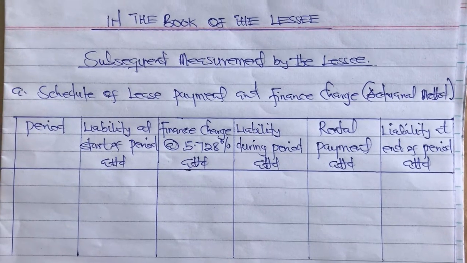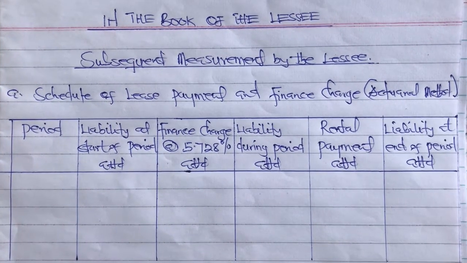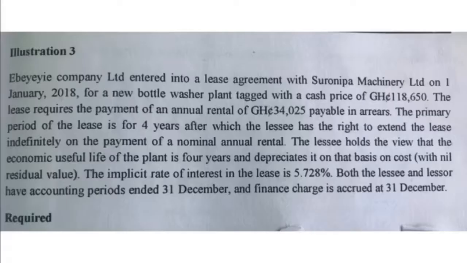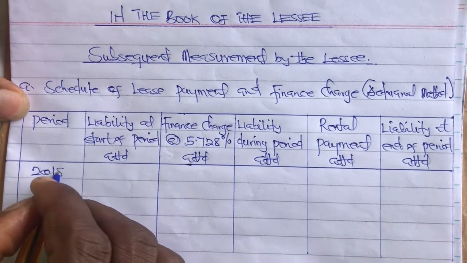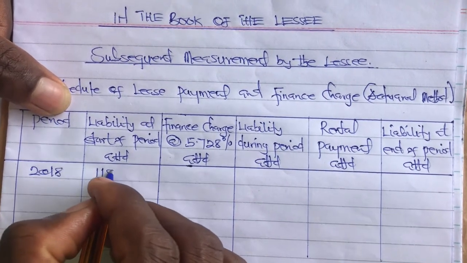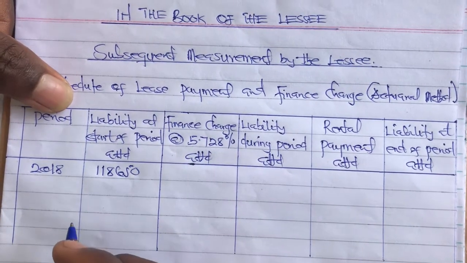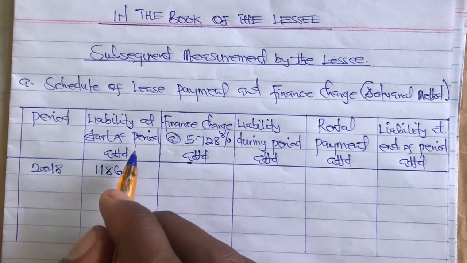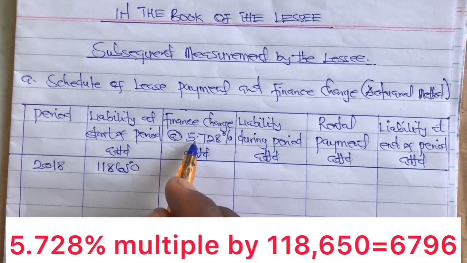At the commencement date, we are going to recognize the liability by the lessee. The liability is given to us straightforward in the question. That is the cash price that is tagged with the plant, that is 118,650. But remember that the lease term is for 4 years and it begins on 1st January 2018. So we have 2018, and the initial liability is 118,650 Ghana cedis.